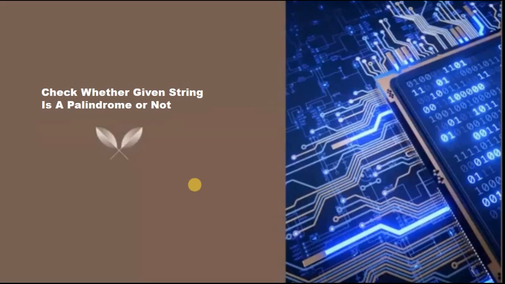Hello everyone, this is Srivatsa here, presenting an assembly level language program to check whether a given string is a palindrome or not. Before digging right into the program, first we should know what a palindrome is.